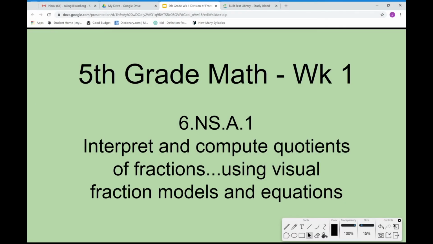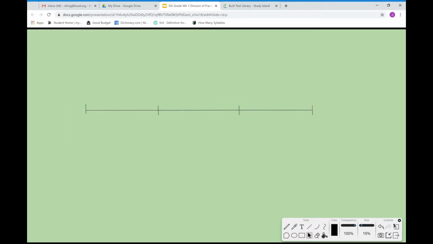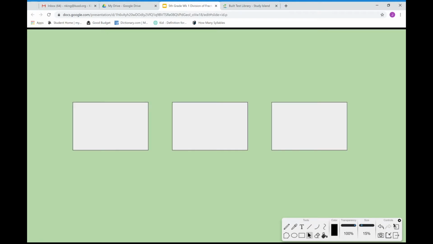In this video, we are going to be working with dividing fractions. Let's start with some basic division of a whole number by a fraction. We are going to do this using shapes and then a number line. First, let's use some rectangles.